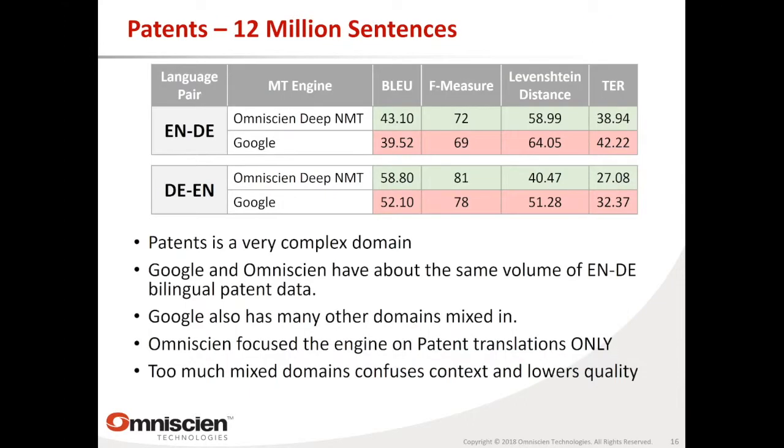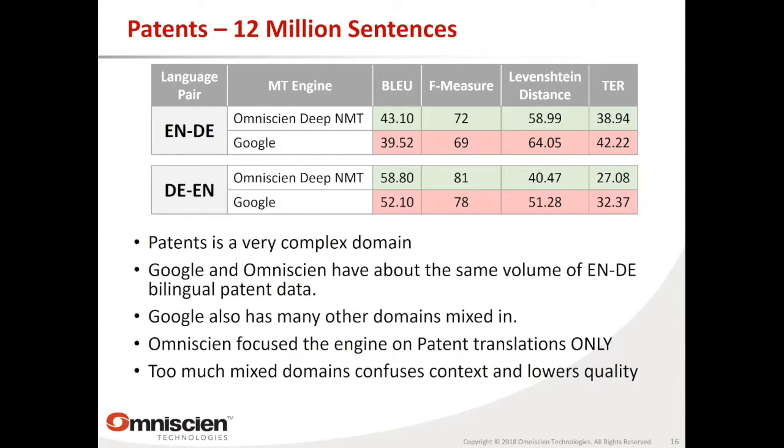Now, let's take a different comparison. In this case, we had about 12 million sentences of German, and it was in the patent domain. And Google has pretty much that exact same data. So when we built our deep engine, we did a comparison, and we found that we were about 4 BLEU points above Google.